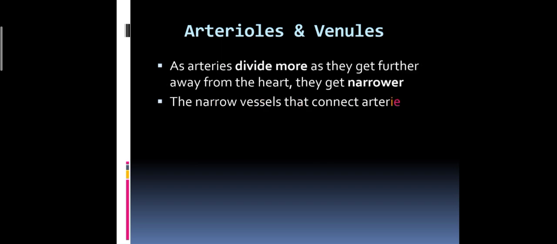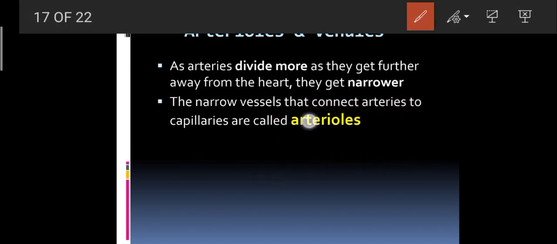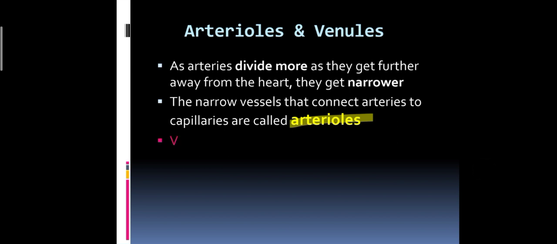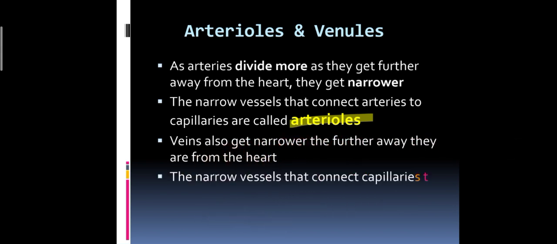What are arterioles and venules? As arteries divide more, the further away they get from the heart, they get narrower. The narrow vessels that connect arteries to the capillaries are known as arterioles, while the veins also get narrower further away from the heart. The narrow vessels that connect capillaries to the veins are called venules.